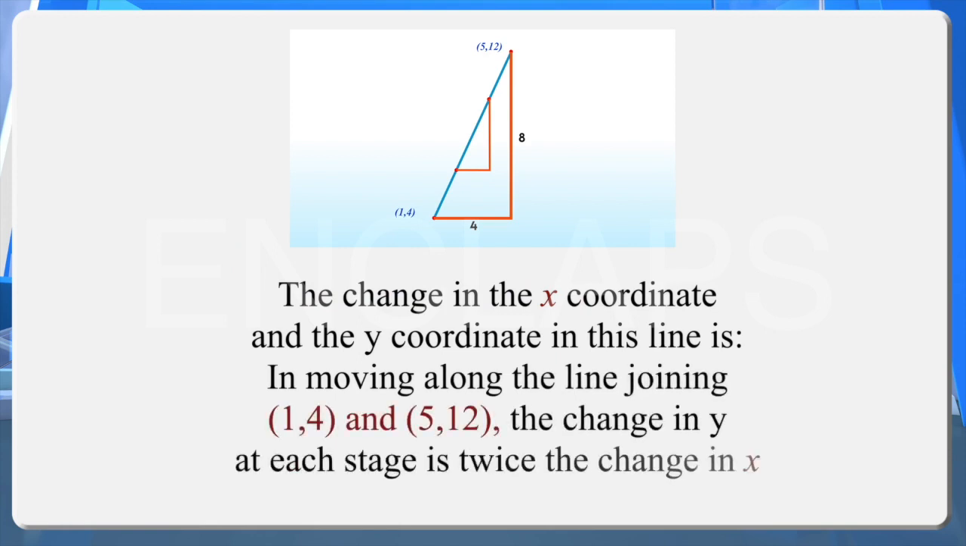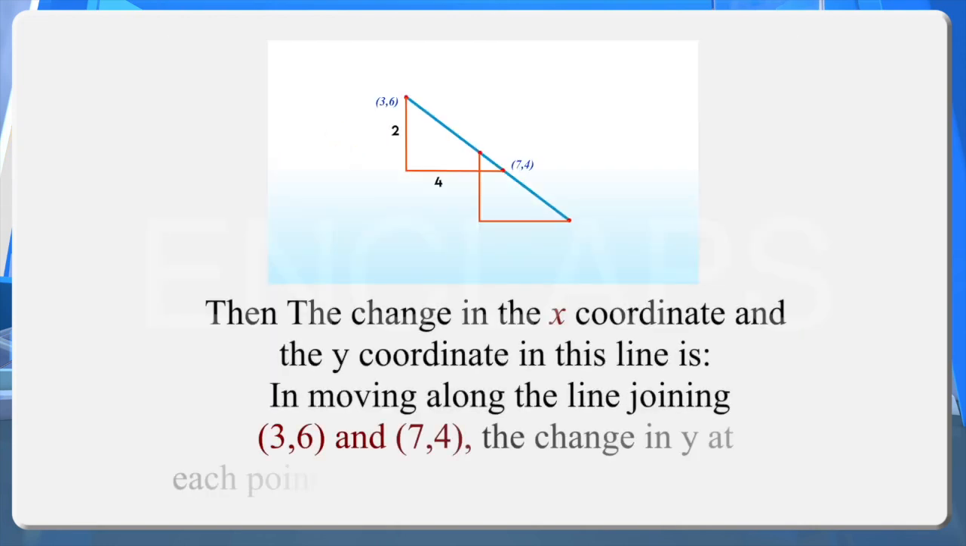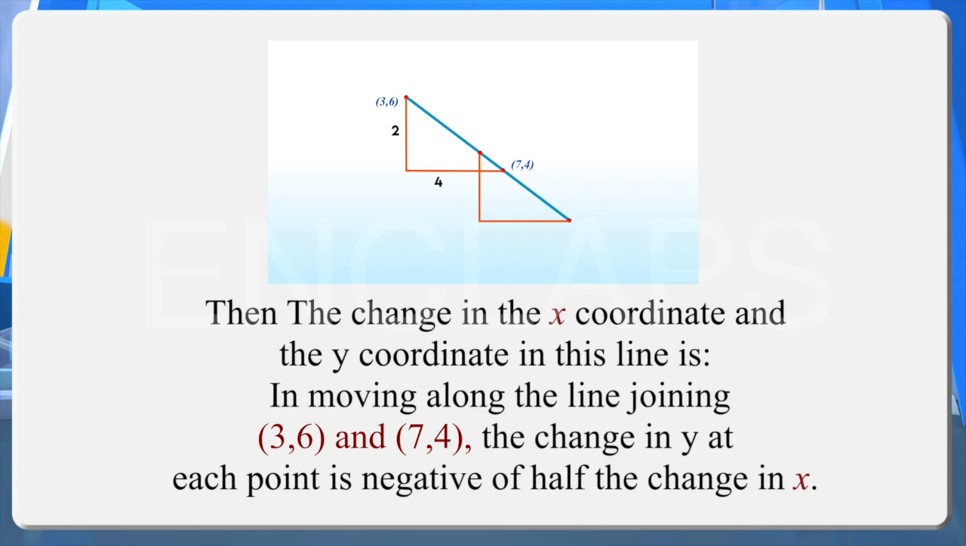The change in the x coordinate and the y coordinate in this line is, in moving along the line joining (1, 4) and (5, 12), the change in y at each stage is twice the change in x. In both these lines, as x increases, so does y. For example, if we take 2 points (3, 6) and (7, 4), the x coordinate increases by 4 and the y coordinate decreases by 2. Then the change in the x coordinate and the y coordinate in this line is, in moving along the line joining (3, 6) and (7, 4), the change in y at each point is negative of half the change in x.